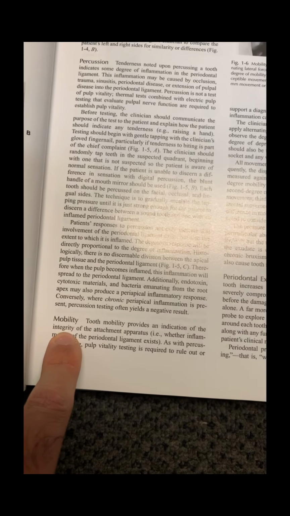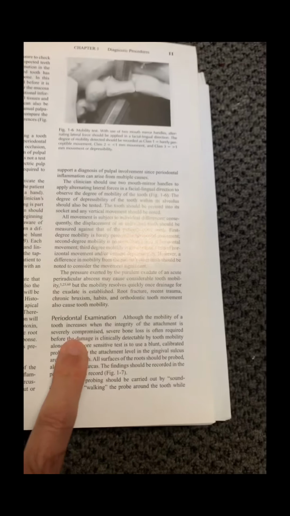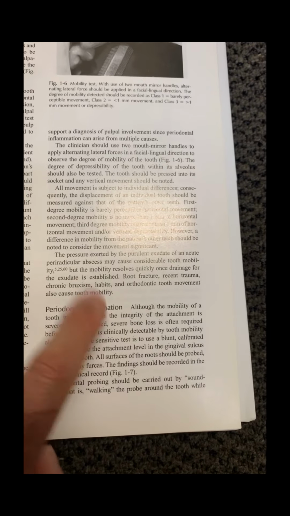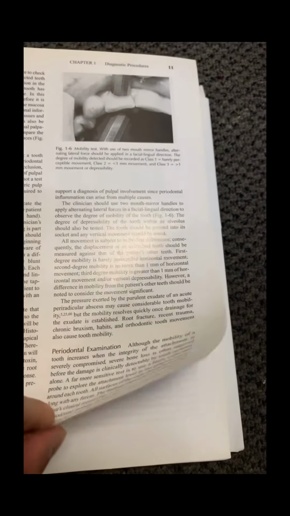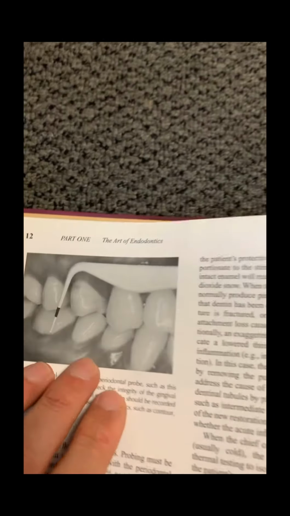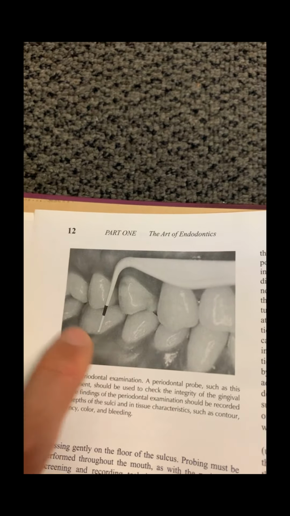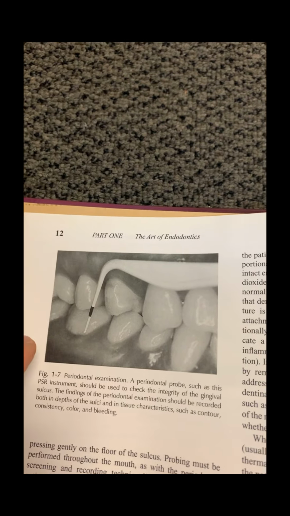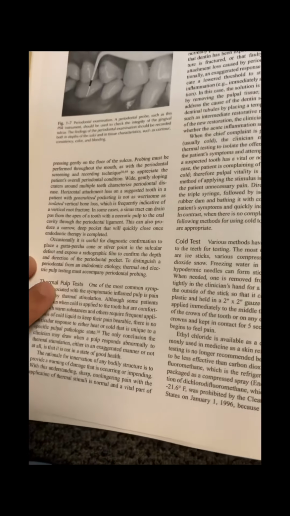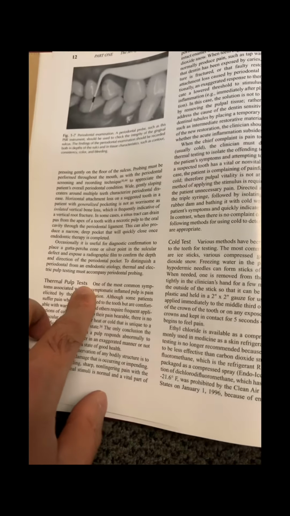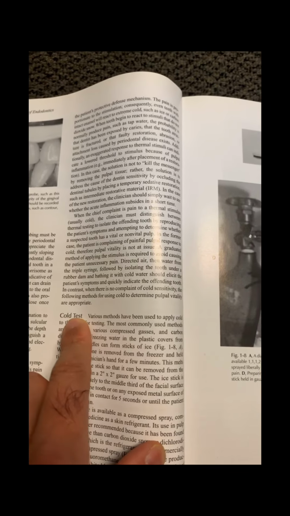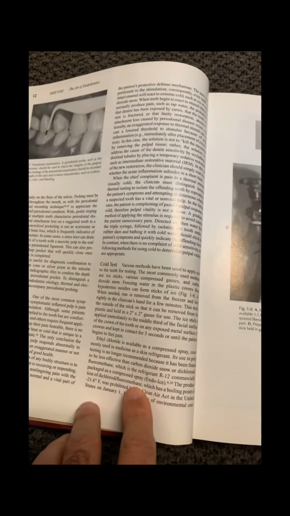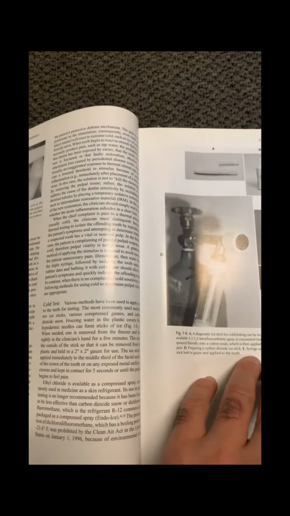Okay. Mobility. Test for the mobility of the tooth. Periodontal examination. What do I always tell you? You have to do a periodontal examination of the tooth. What does that mean? You need to probe the tooth. Probe it. Then you do thermal pulp tests, which is usually a cold test. The cold test will tell you the status of the pulp.